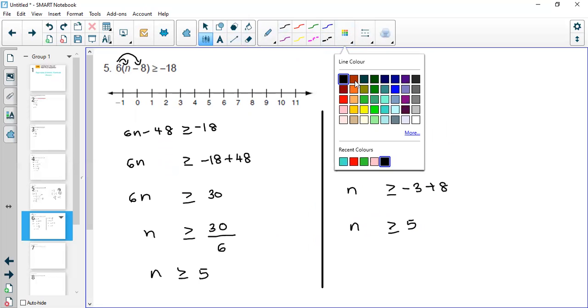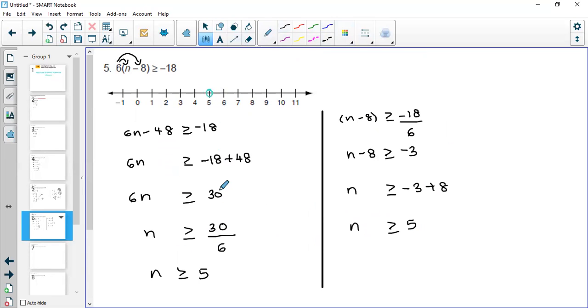Now to graph the inequality, I will have to go to 5 and draw a circle there. Now do I need to shade it? Yes, I do, because it says equal to also, which means 5 can also be a solution.